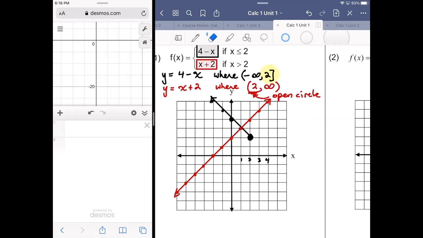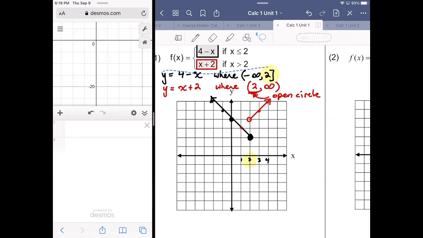Now this one starts at a 2 and goes on to infinity. So I don't need any of this graph here. And also I have to start it with an open circle, right? So I'm just gonna pop an open circle at 2. Best I can anyway. My drawing ability is better with the app, but it's still not good, right? So then this is what we're looking at in terms of piecewise graph, right?